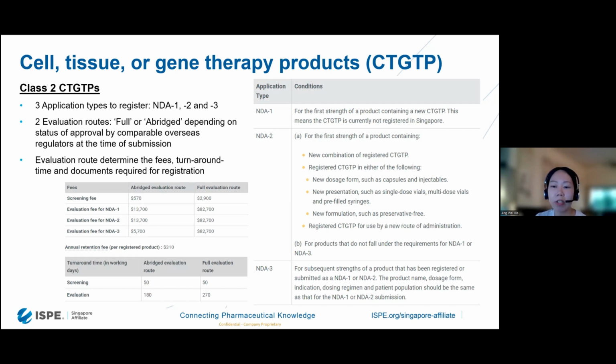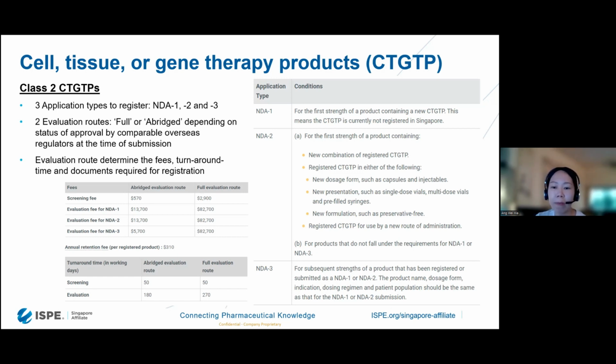Each product registration is done by a specific evaluation route, either the full or a bridge route. The evaluation route will determine the duration needed for the authority to review, the fees incurred, and the documents required for registration. Sponsor must register their CTGTP by the full evaluation route if the product has not been approved by any of the comparable overseas regulator at the time of submission.